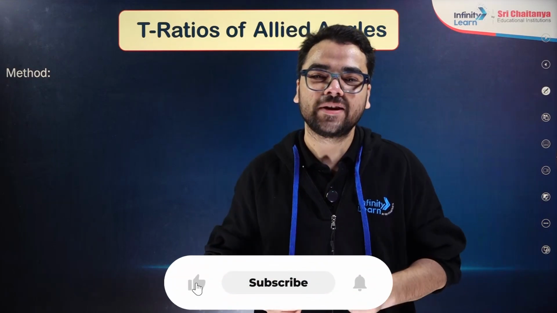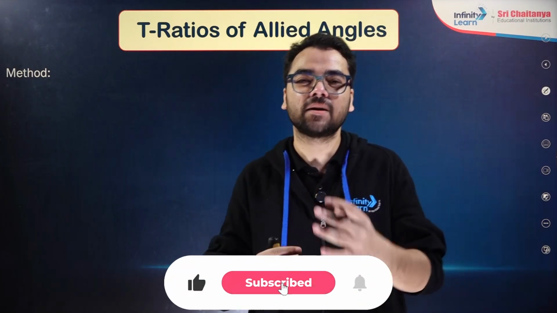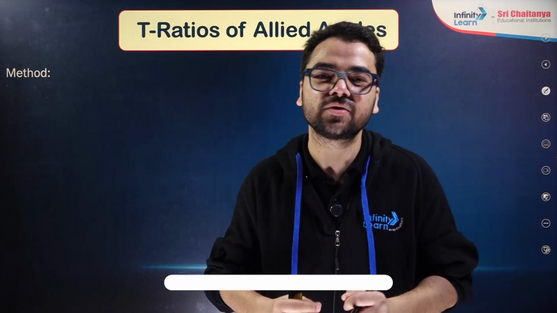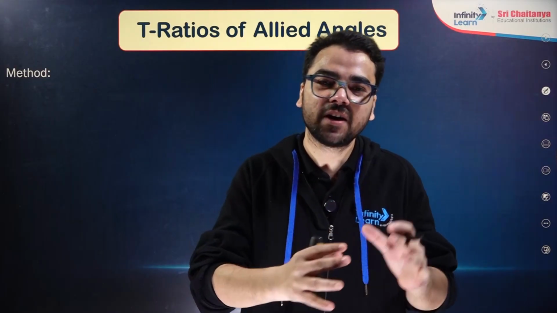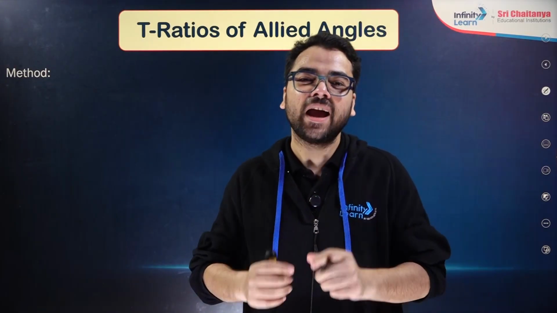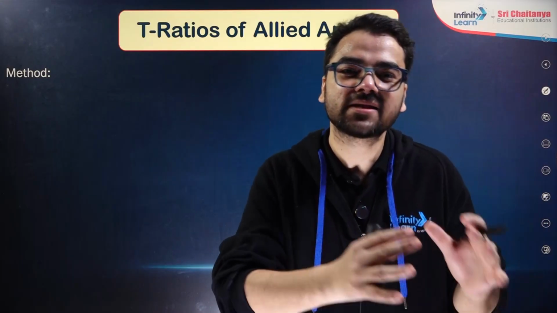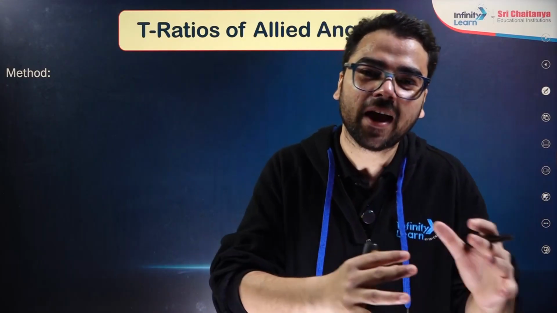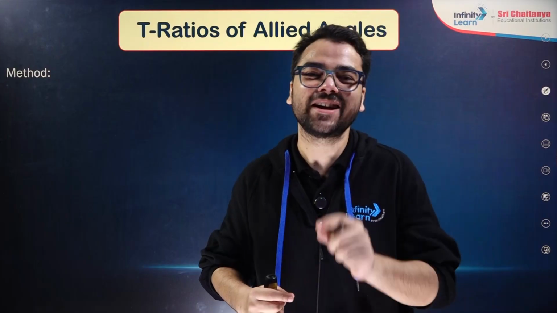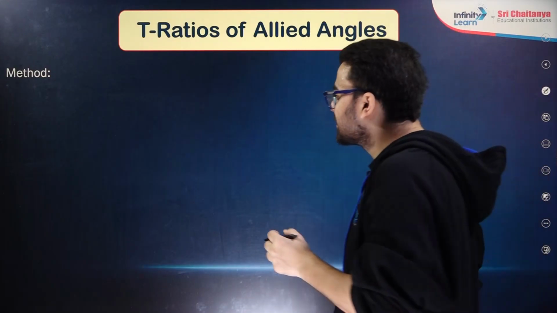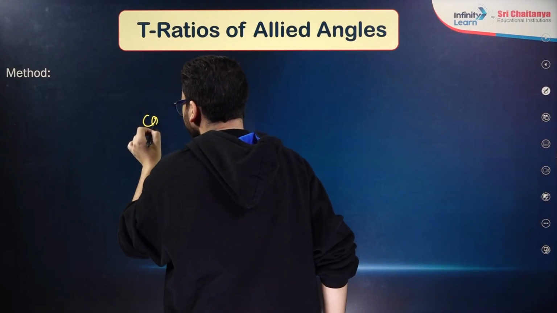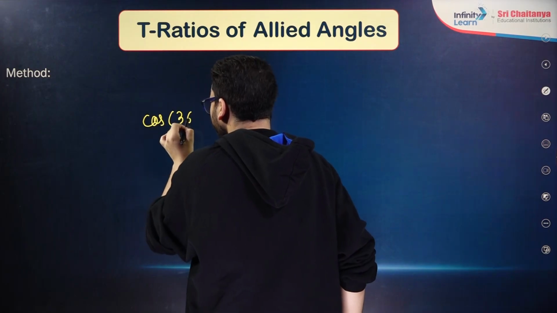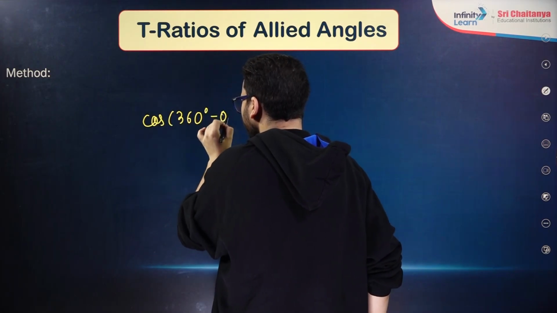Hello everybody. So in this video we are going to discuss some more questions on trigonometric ratios of allied angles, which we were discussing in the previous video, and then we will be discussing some logic behind that as well. So let's start with it. For example, somebody is saying, what is cos 360 minus theta?